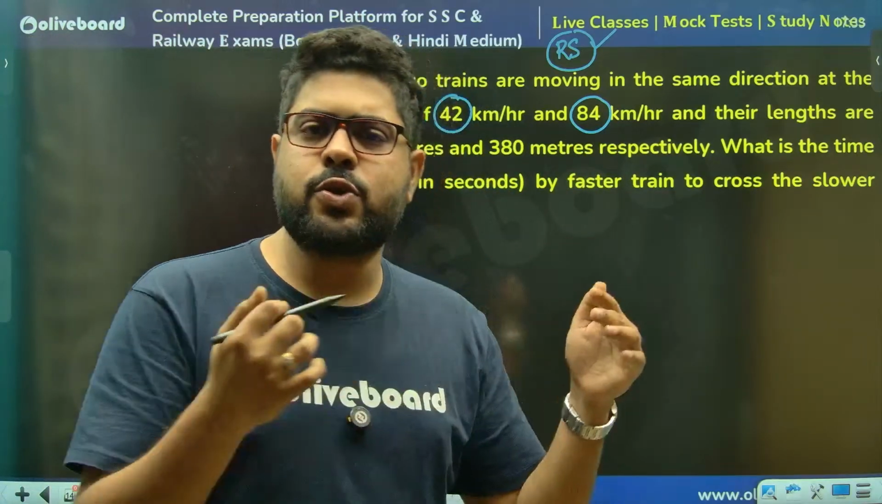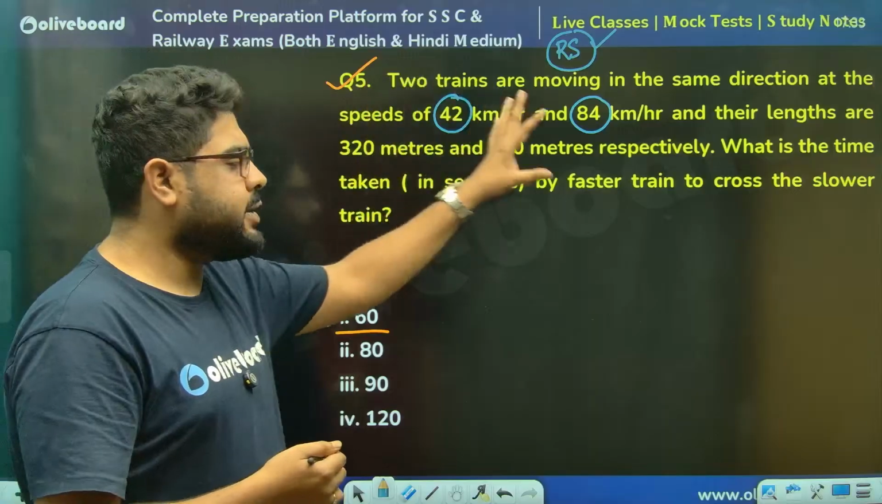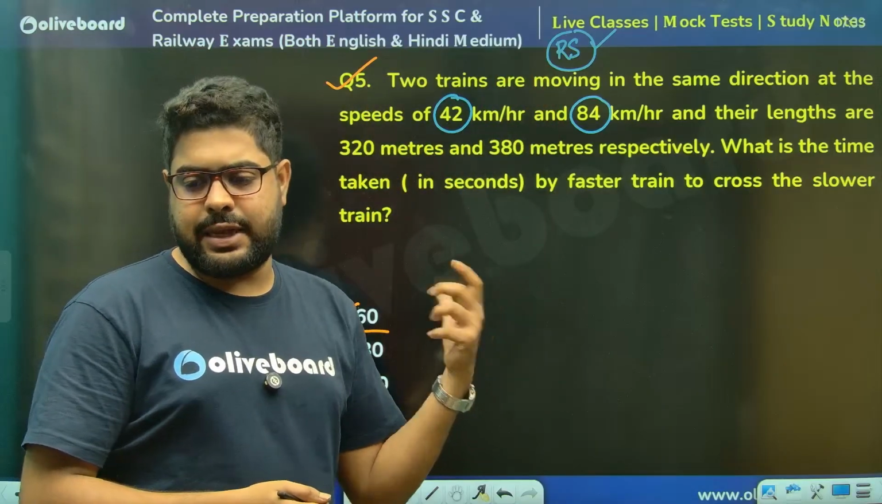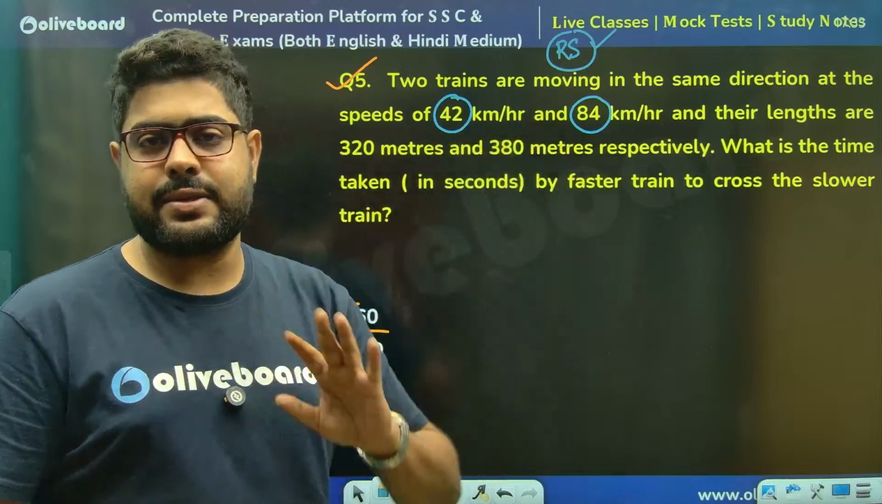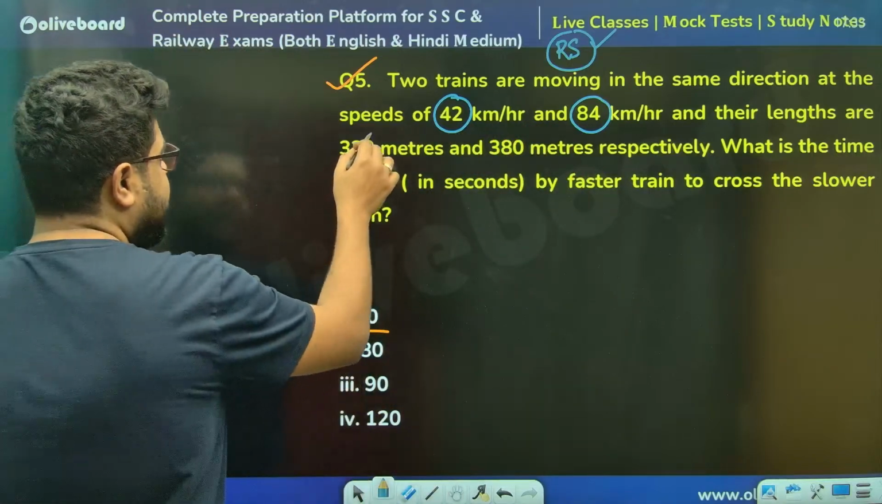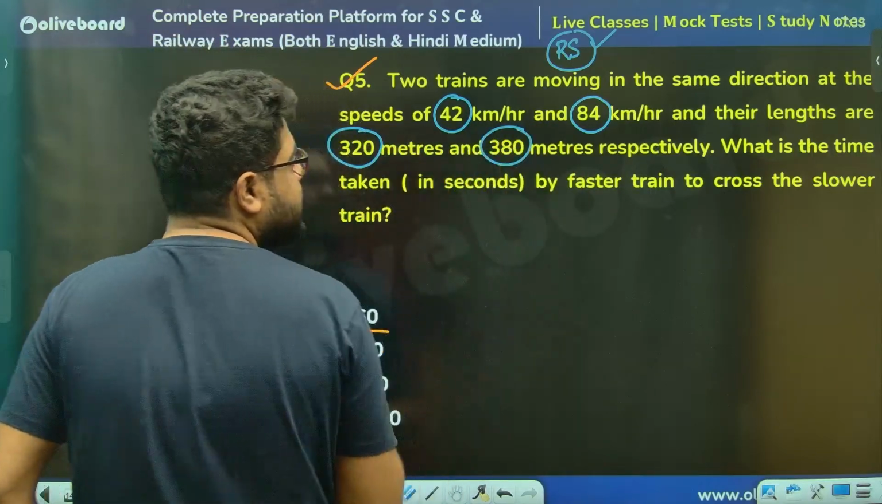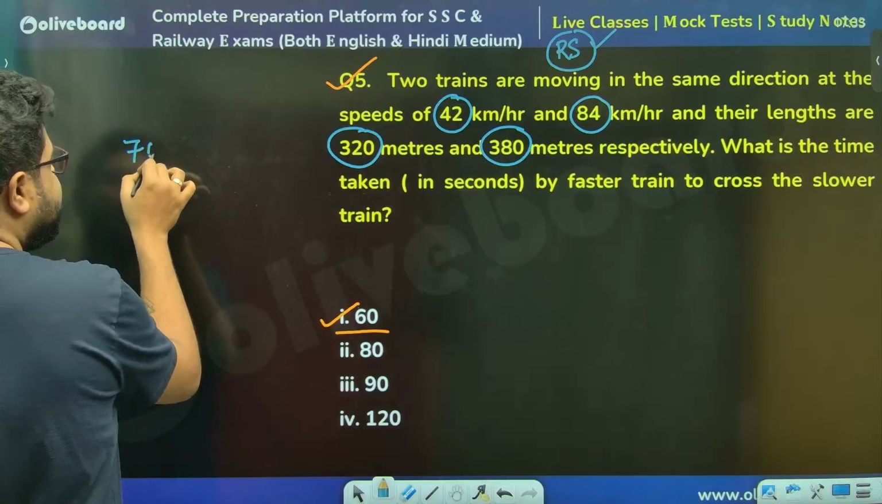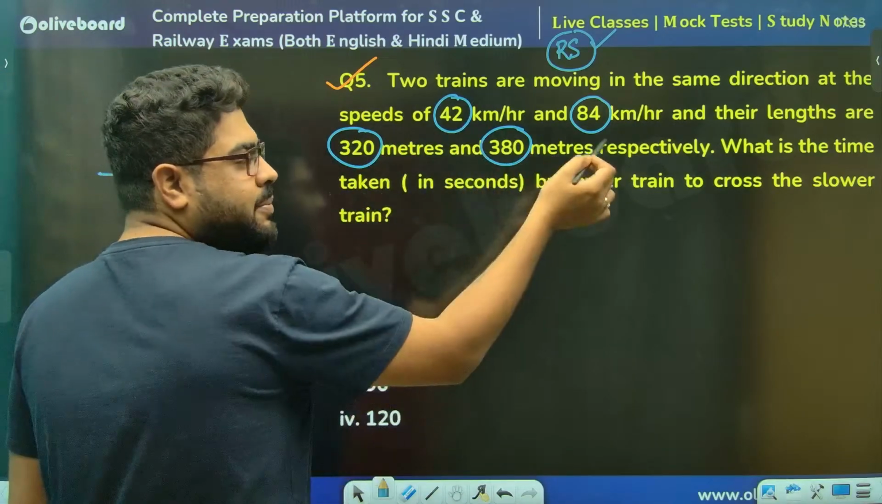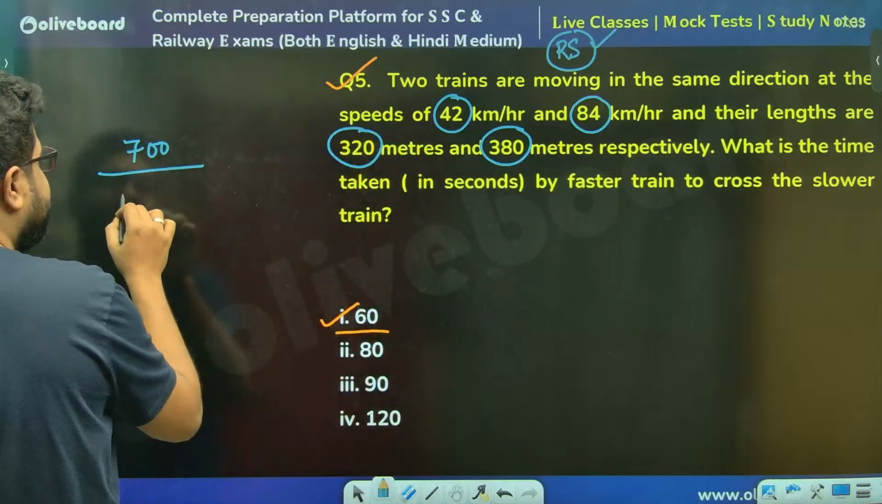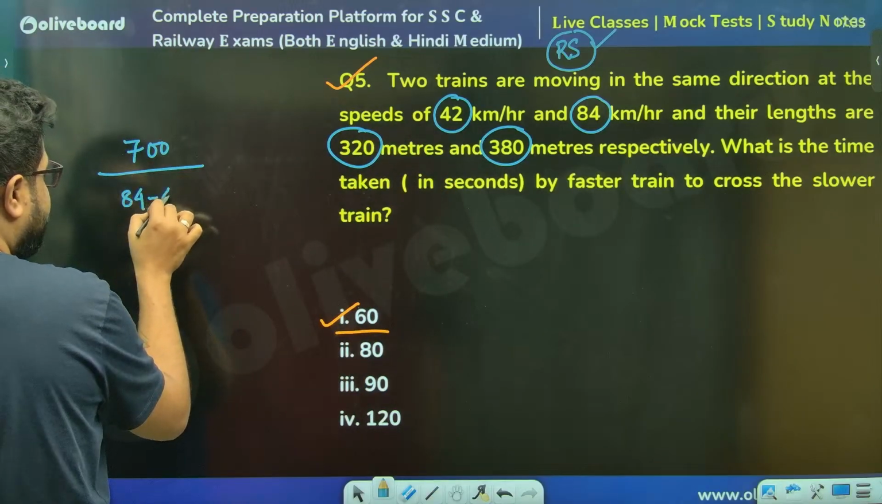If two trains want to cross each other, the distance they need to travel will be the sum of their lengths. So the length of one is this, the length of the other is this. So the distance they need to cover will be 700, divided by time, they are asking time. So by relative speed, 84 minus 42.